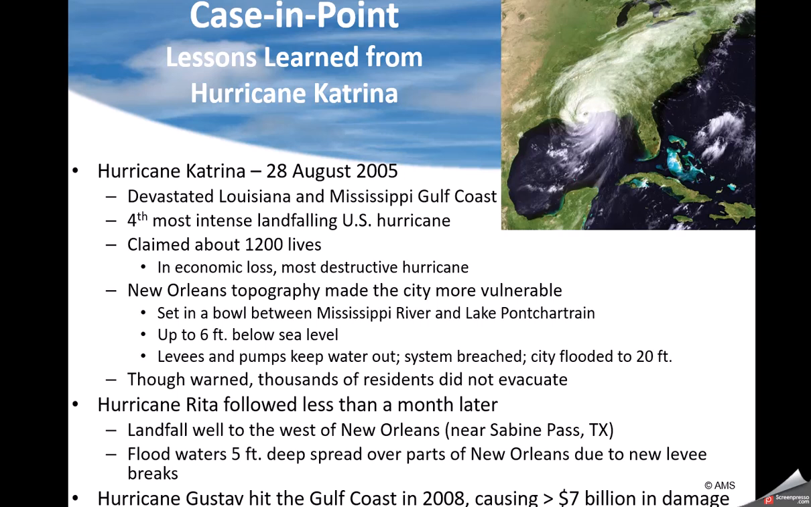We know, for example, that Hurricane Katrina was one of the most devastating hurricanes ever in the United States. It occurred back in 2005. It hit the Louisiana, Mississippi Gulf Coast, claimed over 1,200 lives. So it proves just how destructive these tropical systems are to the weather. And Hurricane Rita followed less than a month later and actually overflowed a lot of the same area.